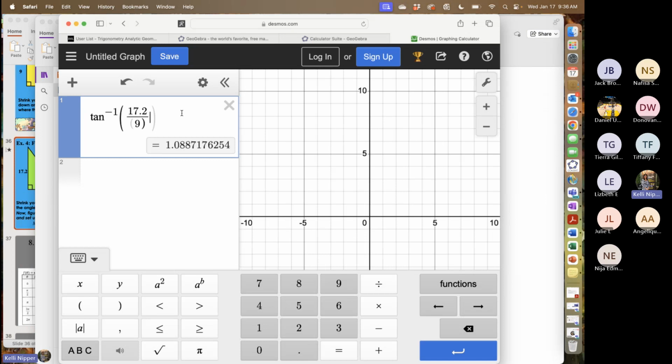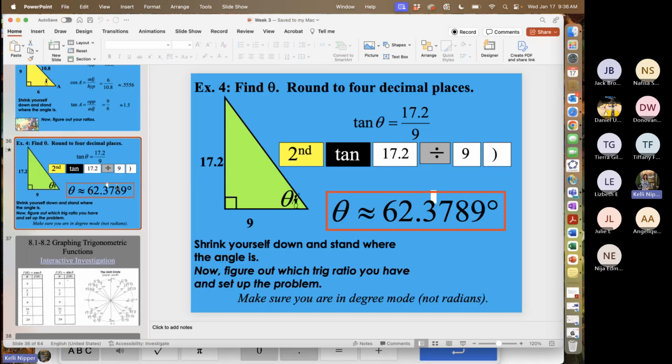17.2 divided by 9. And we get 1.0887 and so on. So obviously I've done something wrong here.